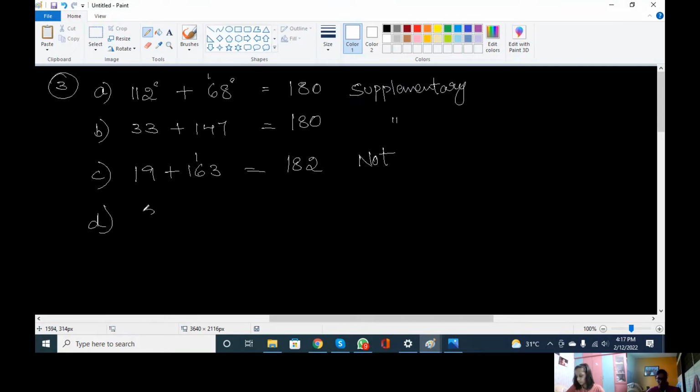And D bit, 90 plus 90. 90 plus 90 is 180. So these are also supplementary.